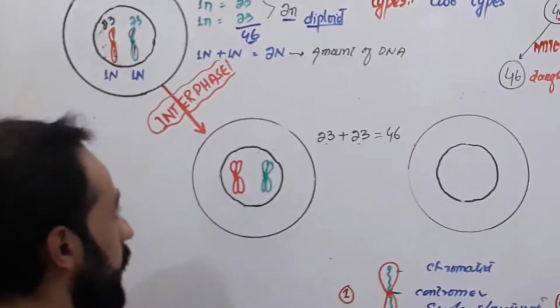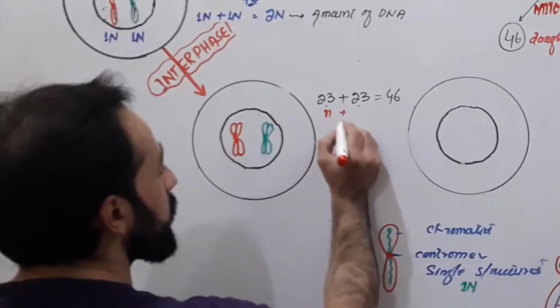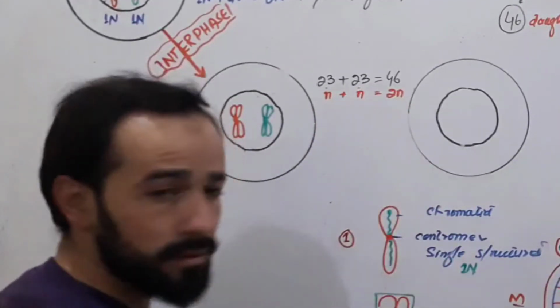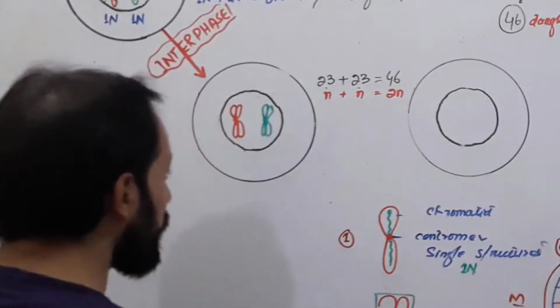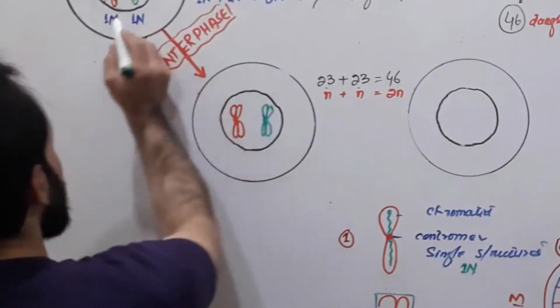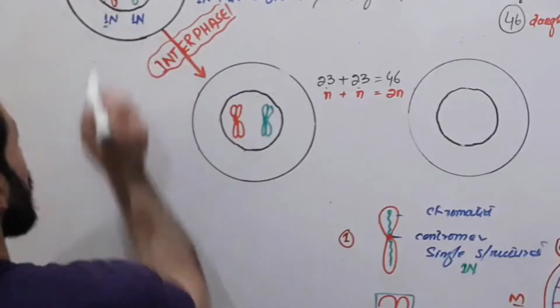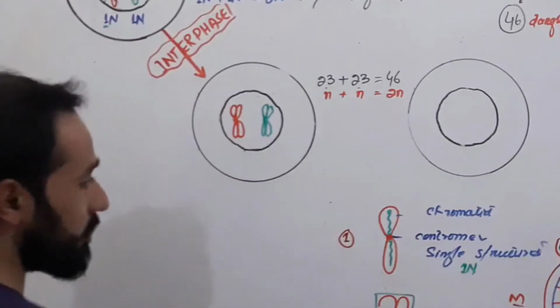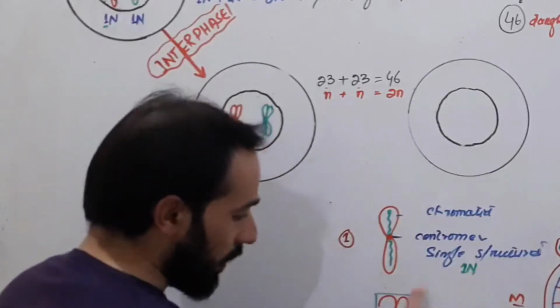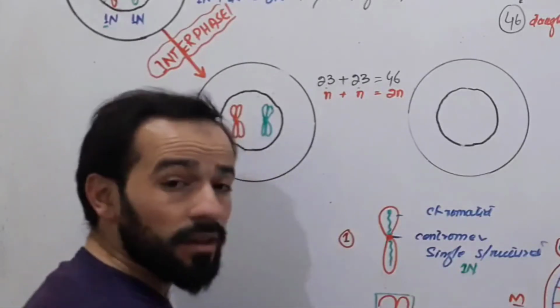So the cell has small n, one small n from mother, one small n from father. The cell is still two small n. Clear? And what about the DNA, amount of DNA, friends? So the amount of DNA, you can see here, one capital N from my father's side and one capital N from my mother's side. If the chromosome is like this, it has one N. And if the chromosome is like this, it has two N.